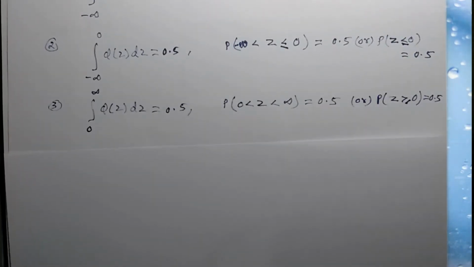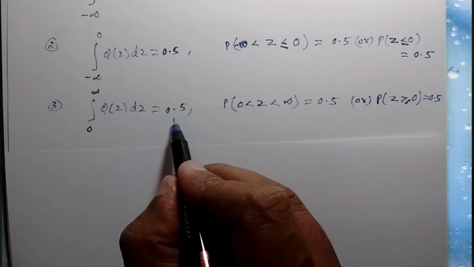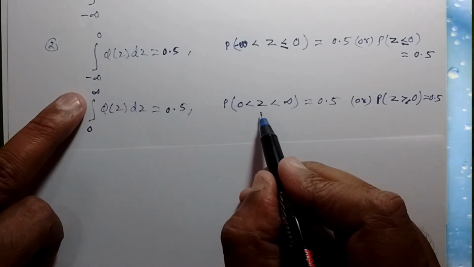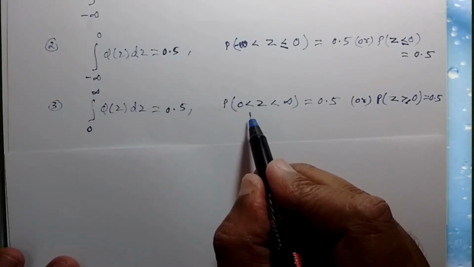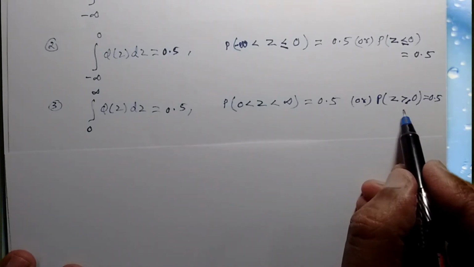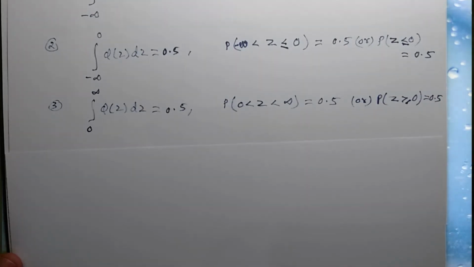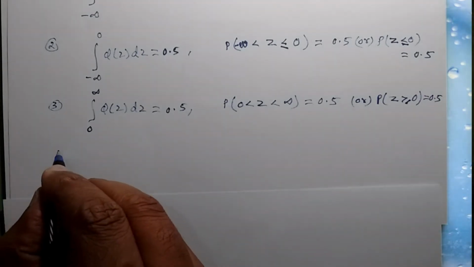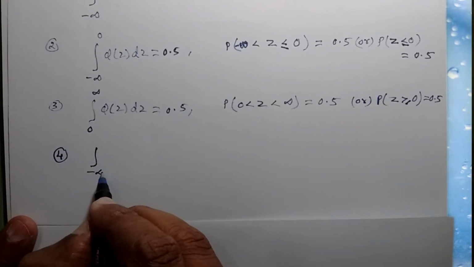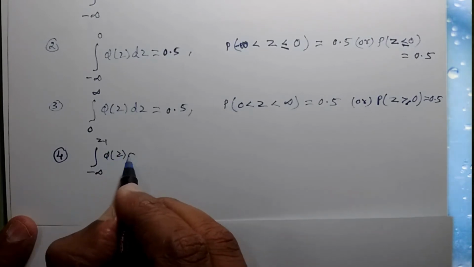In the same way, if you want to write in terms of integral 0 to infinity phi of z dz, its value will be 0.5. Or 0 to infinity can be written as probability when the value of z lies between 0 to infinity will be 0.5. Same thing can be written as probability when the value of z is greater than or equals to 0 will be equals to 0.5. If you want to write down one more result, if you have integral minus infinity to say z1, it is phi of z into dz.